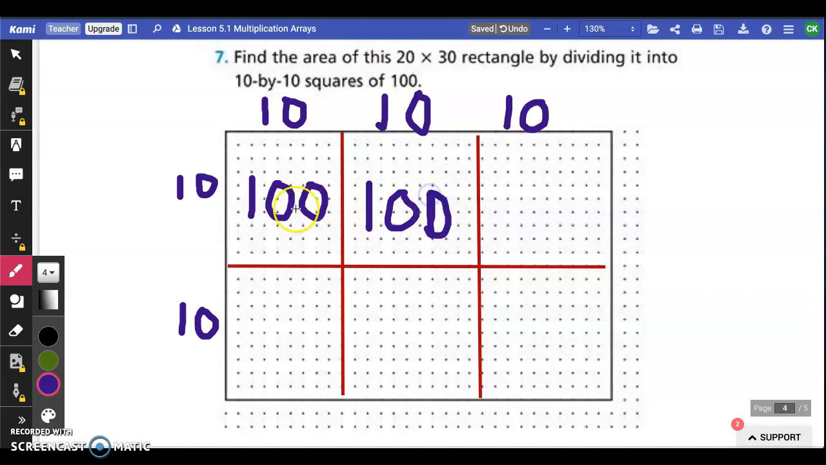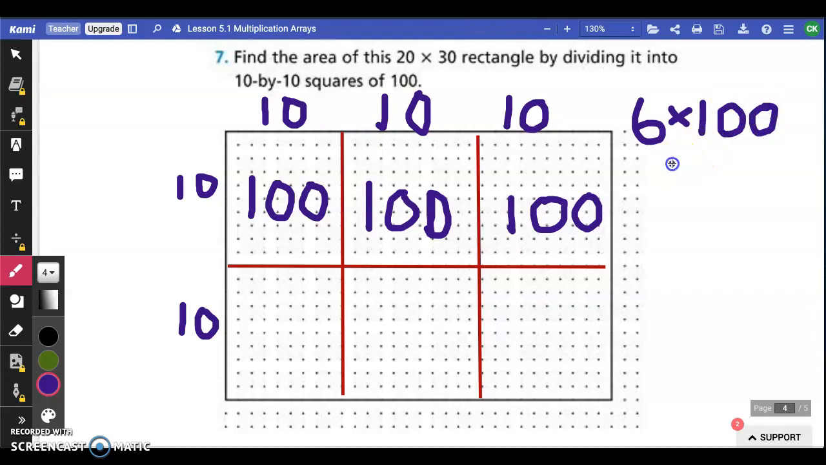Now maybe without even having to write all of these in here, you can recognize that, oh, well, since I had 2 10s and 3 10s across, I know that that's like 2 times 3. So how many boxes of 100 are there? There are 6 boxes of 100, which would be the same as 6 times 100. This is now mental math. 6 times 100 is worth 600. Now it did not give us units, so we could just simply say 600 square units, because for area, we're talking about 2 dimensions, length and width.